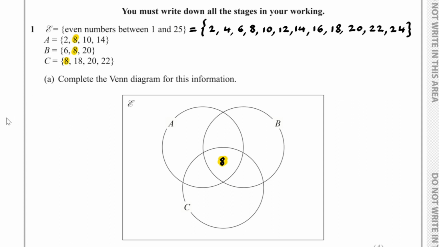What about A and C? Which numbers are common to both A and C? Well, there's no numbers which are common to only A and C. What about B and C? Are there any numbers common to both B and C? Well, we've got the 20 which is common to both B and C.